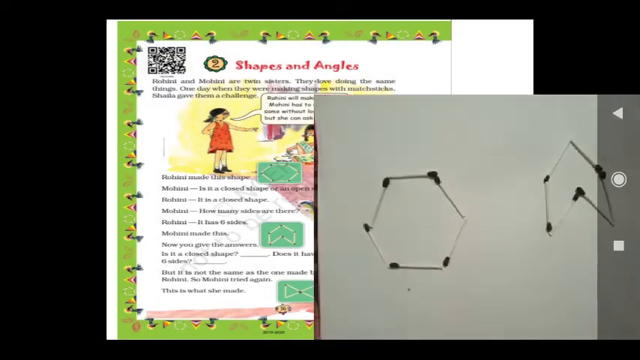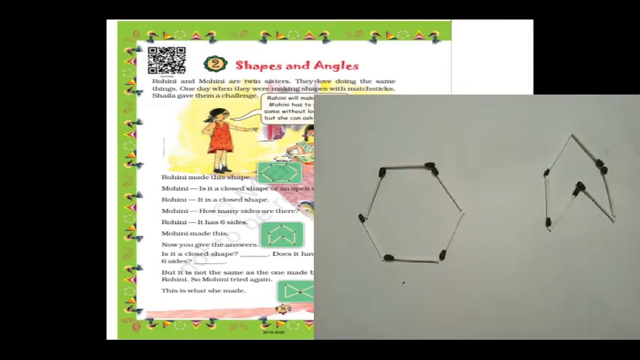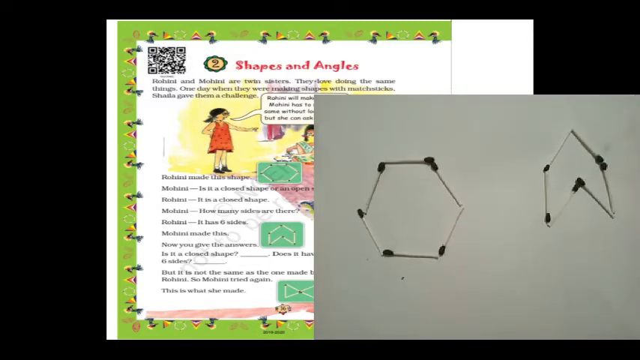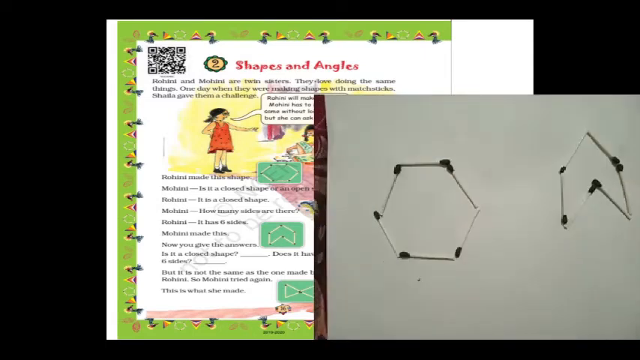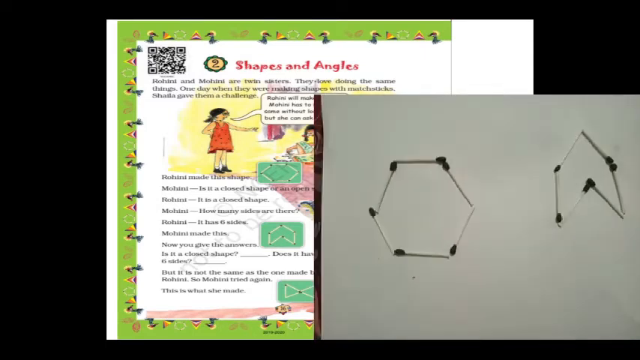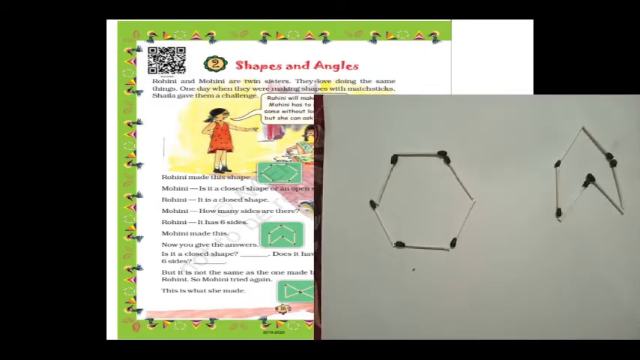Rohini made this shape. How many sides are there here? One, 2, 3, 4, 5, 6 sides. So Rohini made this shape. It has 6 sides and it is a closed figure.